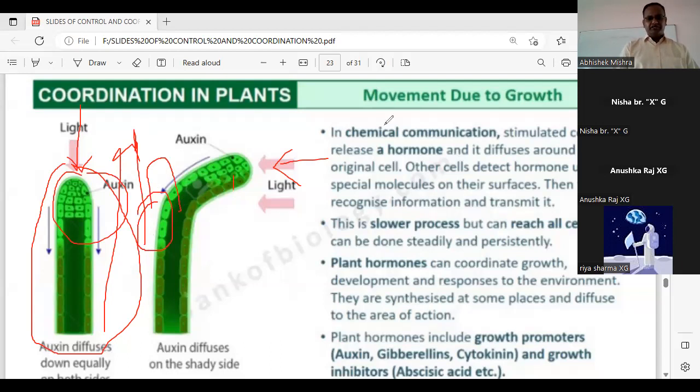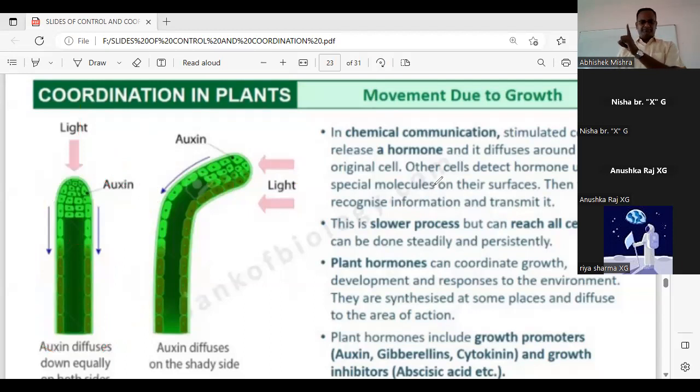Are you getting my point? Let me clarify it once more. Suppose this is a stem. From this side, the light is coming. Now, auxin will try to diffuse to the side which is away from the light. As a result, this part is growing, but this part is not growing, or at least at a slower rate. So what happened? It will bend. And that is why we say that this is how auxin promotes the bending of the plant part.